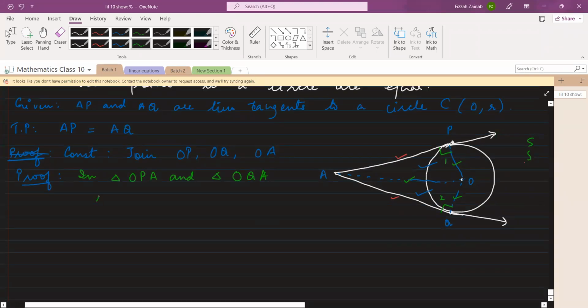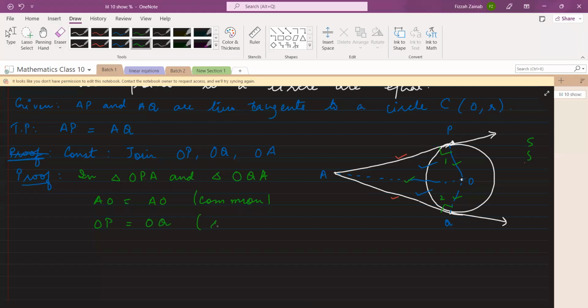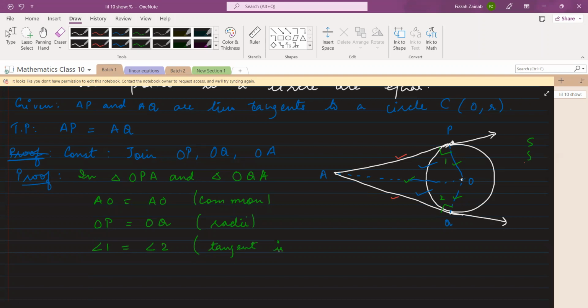First of all, AO is equal to AO, which is common. Then we can say OP is equal to OQ, both are radii, right? And angle 1 is equal to angle 2. Why? Now write the theorem. Tangent is perpendicular.